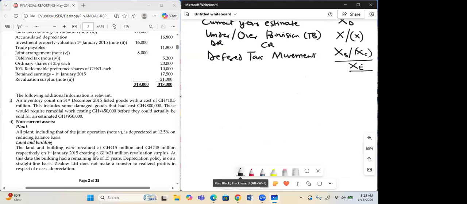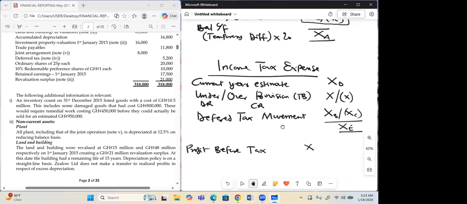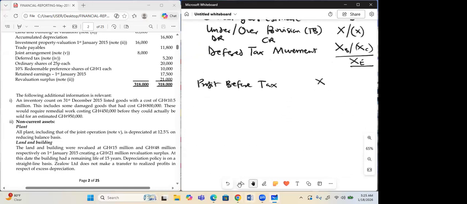The income tax expense on P&L, let's say profit before tax. When you get the profit before tax to be this value, the income tax expense, the whole of this summation, XE, the whole of the XE, can you see the XE, the whole of the income tax expense? That is what you will deduct from here. Income tax expense. This is what you will deduct from here.